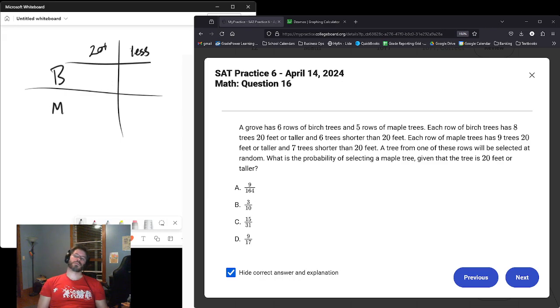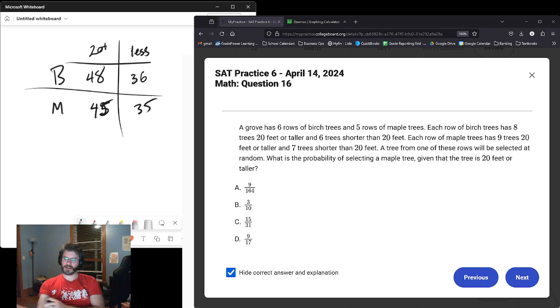Each row, that does matter. Each row of birch has 8 trees. So there are 6 rows of birch. 6 times 8 is 48. There are 48 trees that are taller. 6 trees that are less, so 6 times 6 is 36. Man, I didn't compute that. I thought the number of rows was a distractor. Each row has 9 trees, so 5 times 9 is 45 for the maples, and 7 times 5 is 35.